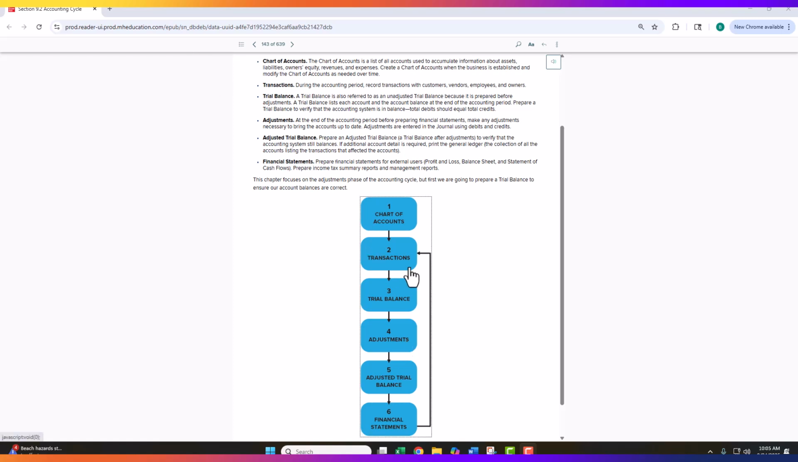Adjusting entries are a little different than the day-to-day source document transactions that we just talked about a moment ago. Those entries are tied to some kind of source document, and today that might be electronic instead of paper. An emailed invoice, an online receipt, a digital bill, those are all source documents. Adjusting entries are different because they're not triggered by any kind of document, paper or electronic.